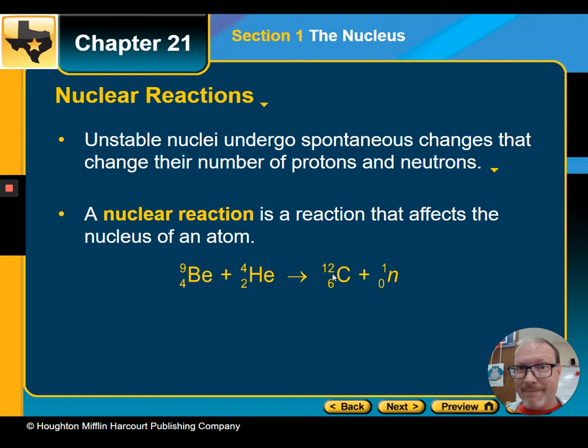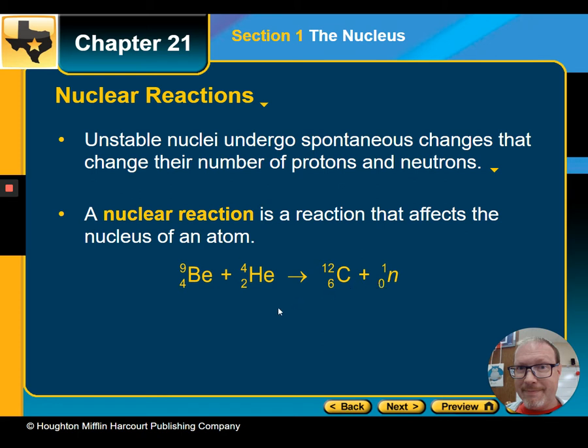Now, when that happens, energy is released. But let me show you what else is happening. We also get this right here. That little n right there is a neutron. You can tell it's a neutron because it has a mass of 1, but it does not have any protons. It has a charge of 0.